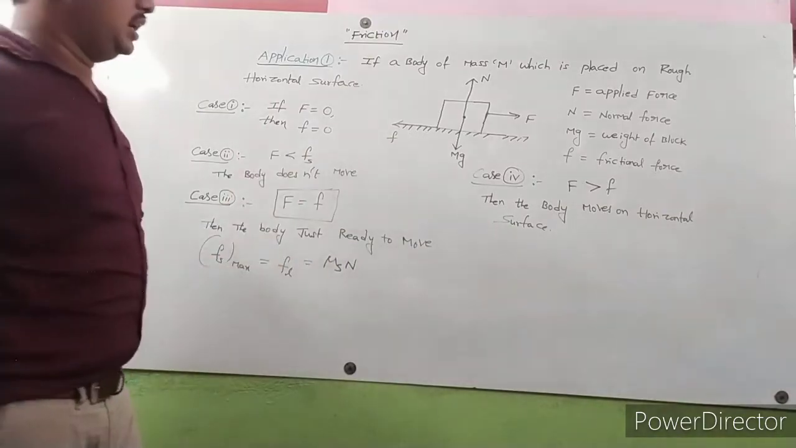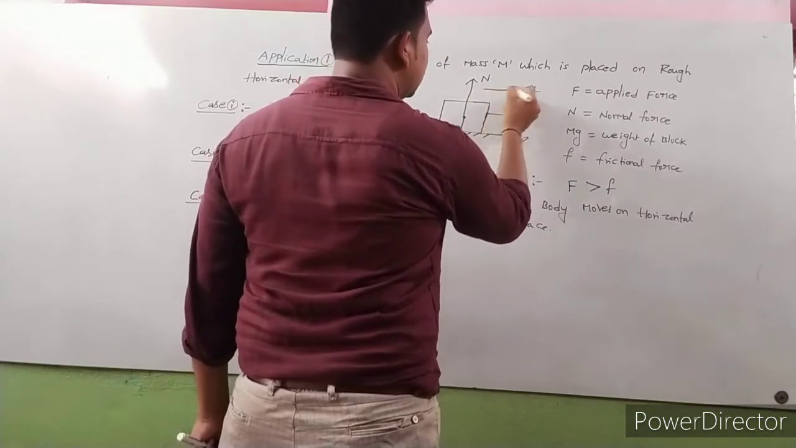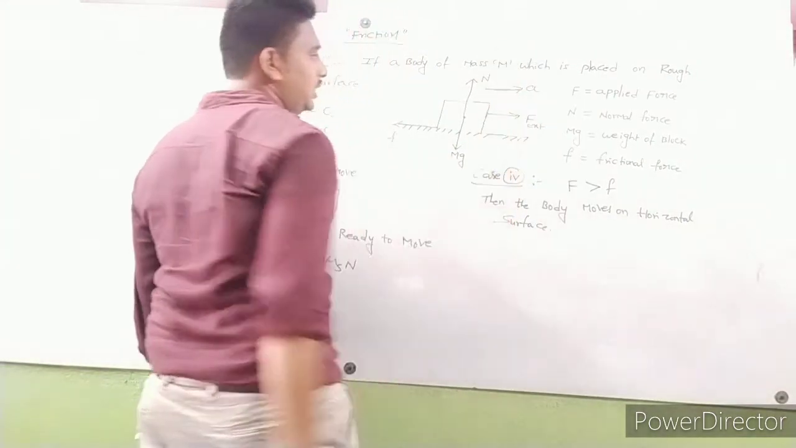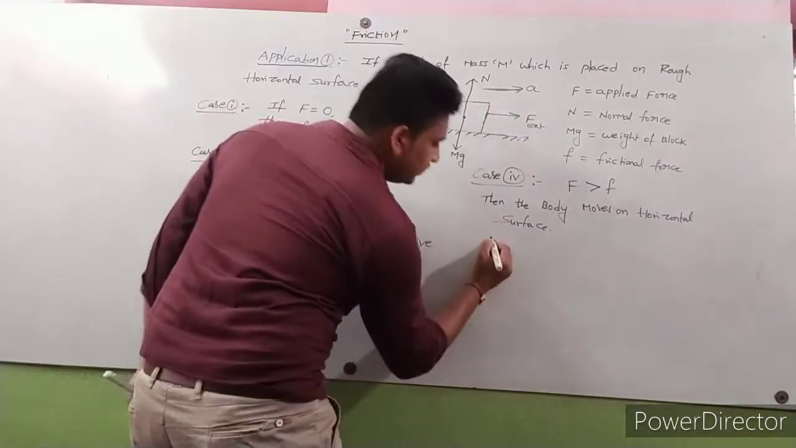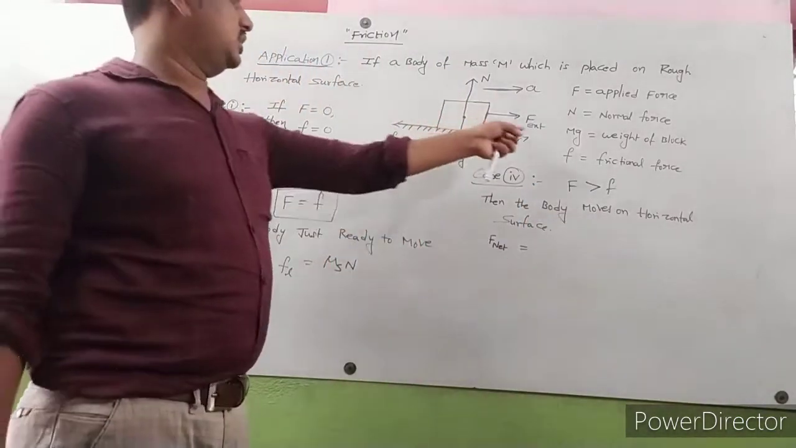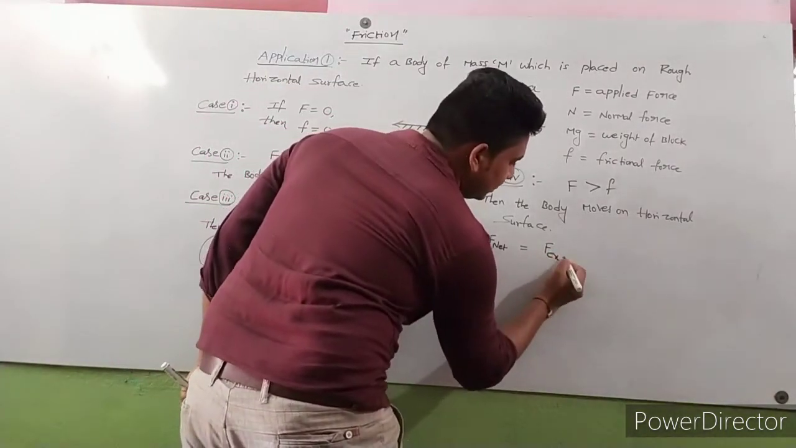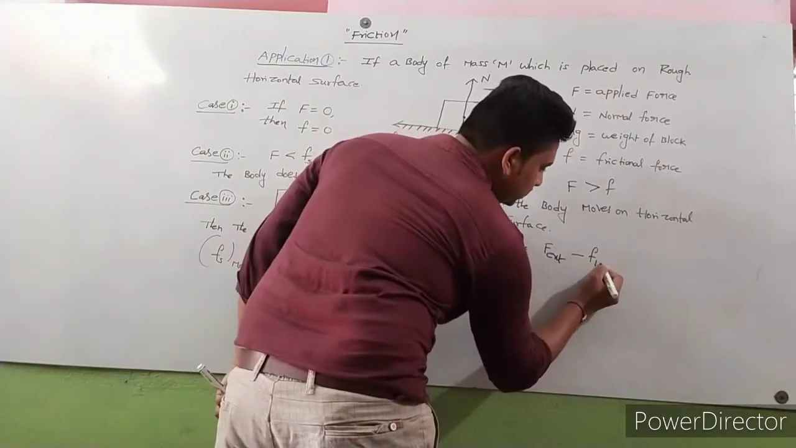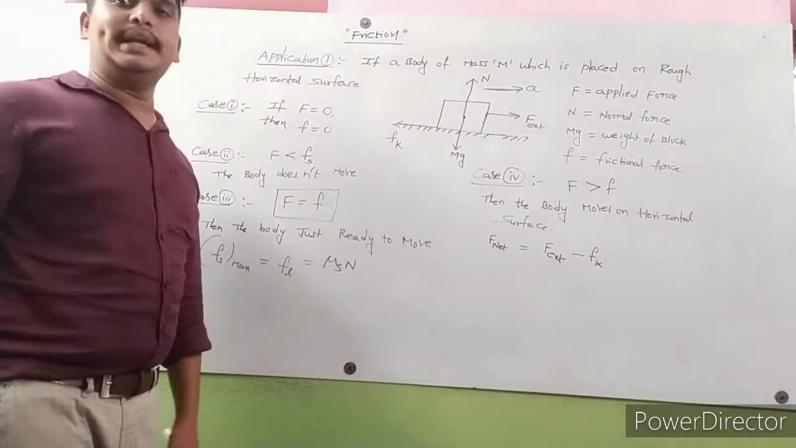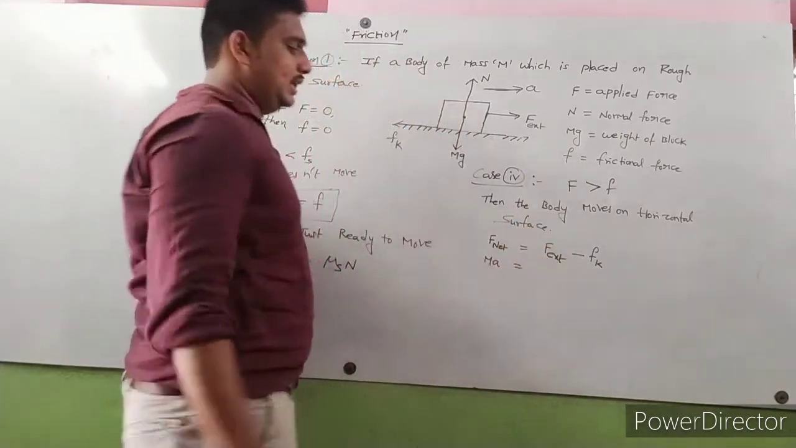So observe carefully. The body will move in this direction, I'll consider. So this is the external force. Then F net is equal to, what are the forces acting here? Horizontal forces: external force F minus frictional force. The body is in motion, so that friction is called kinetic friction, Fk. So F net, according to Newton's second law, is nothing but ma.